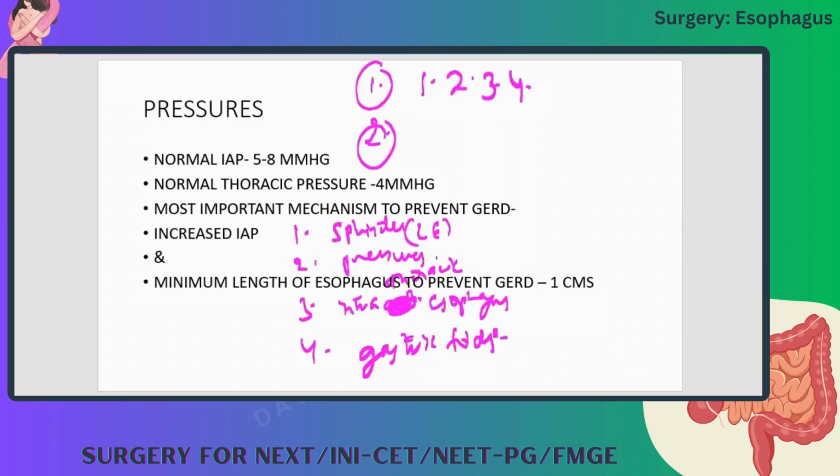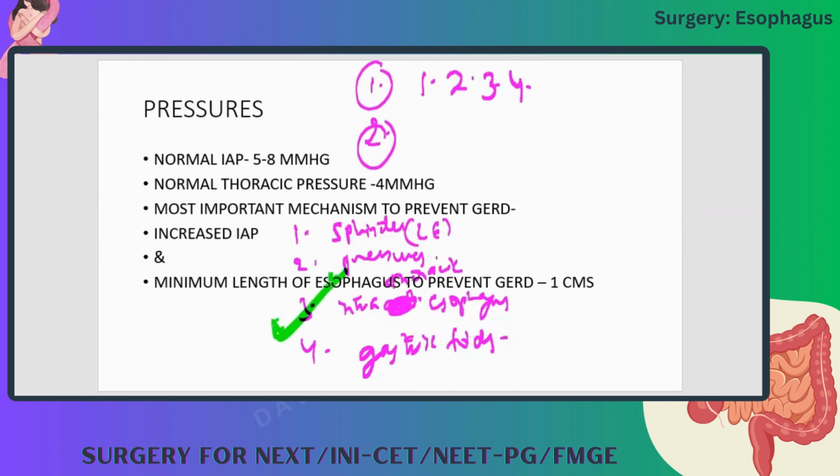Can we have the question again, please, sir? Yeah, same question. Which of the following mechanisms is not responsible to prevent GERD? Lower esophageal sphincter, pressures, intrathoracic esophagus, gastric folds. Intrathoracic. Yeah, intrathoracic.